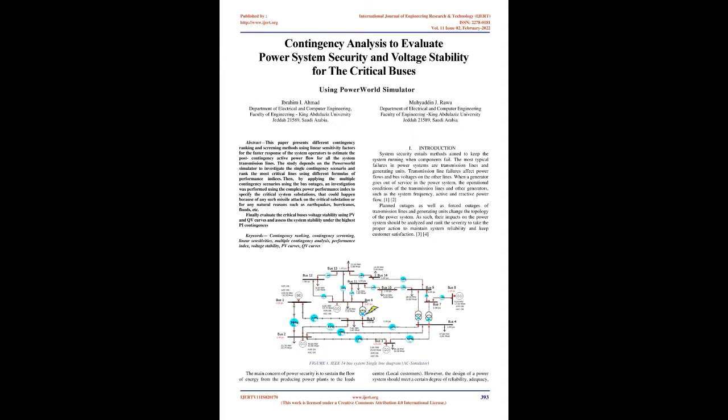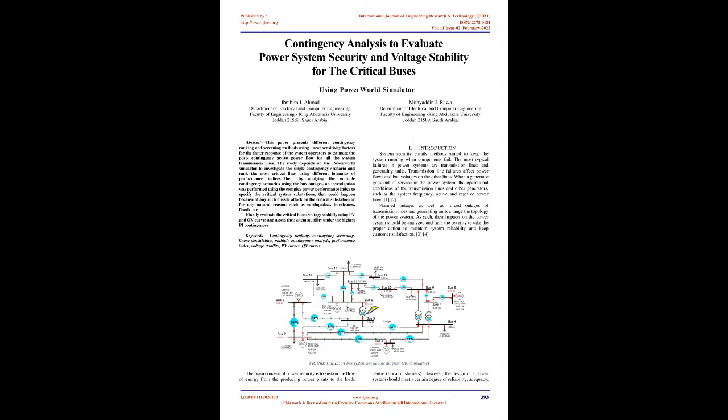Introduction. System security entails methods aimed at keeping the system running when components fail. The most typical failures in power systems are transmission lines and generating units. Transmission line failures affect power flows and bus voltages on the other lines. When a generator goes out of service in the power system, the operational conditions of the transmission lines and other generators change, such as the system frequency and the active and reactive power flow.